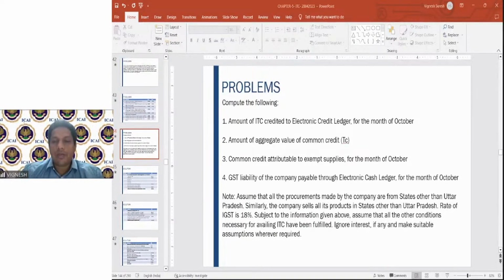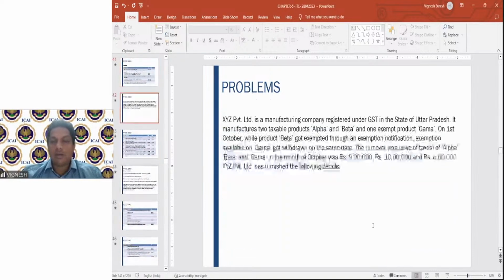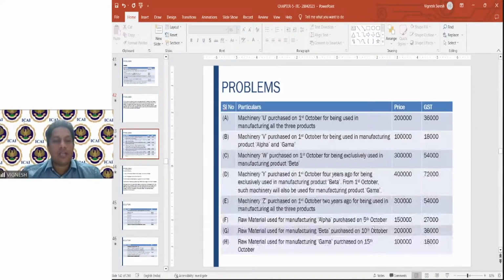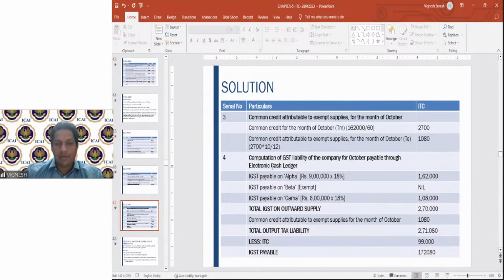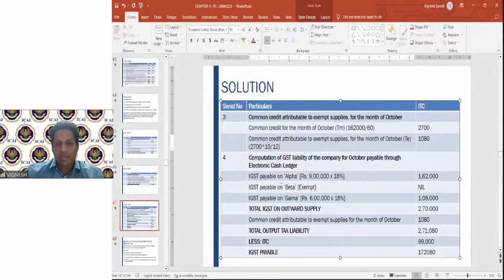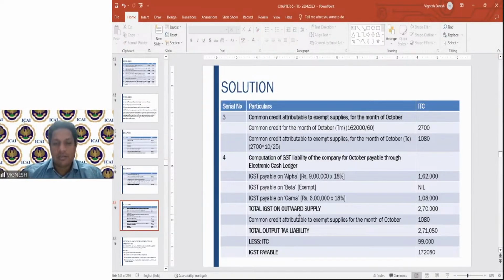2,700. Okay. And what is the total turnover? It is 9 lakhs, 10 lakhs and 6 lakhs. So 25 lakhs. And beta is now exempt. So 10 by 25. Okay. Here 10 by 25. Here 10 by 12 has come. This should be 10 by 25. Okay. So 10 by 25 into 2,700. 1,080 is the common credit which is attributable to the exempt supplies.